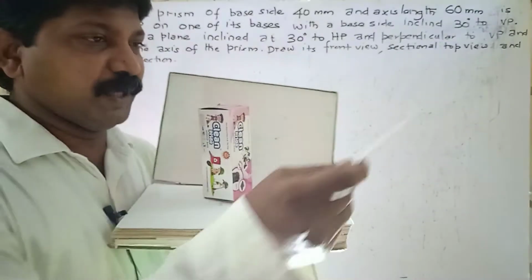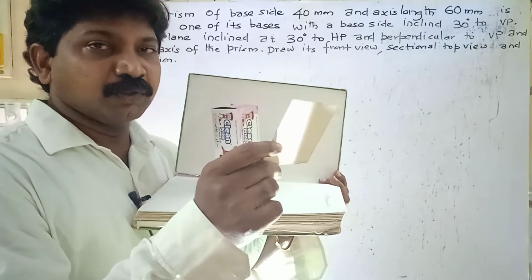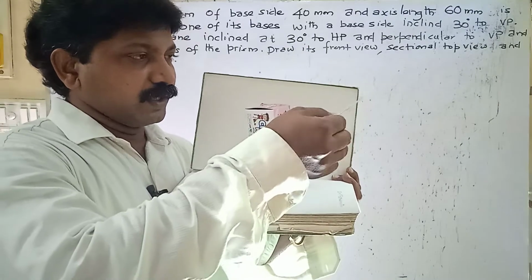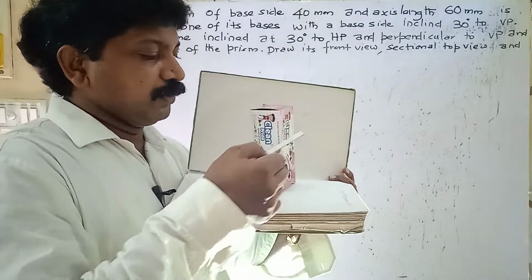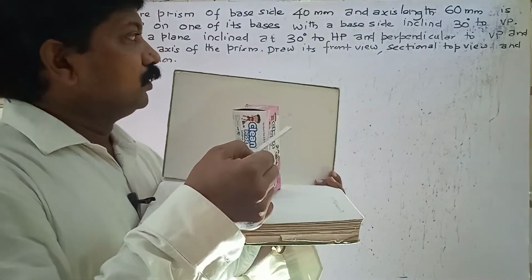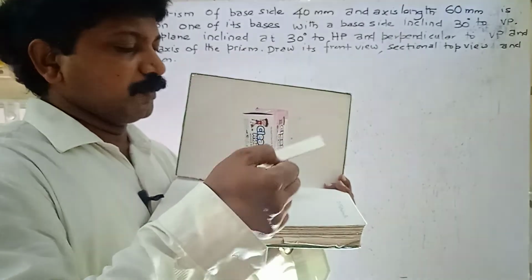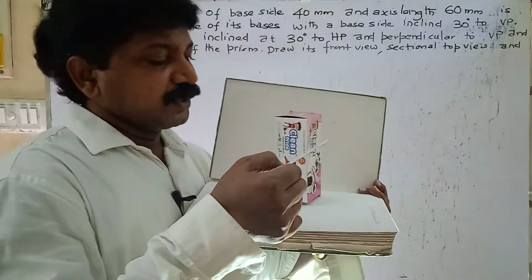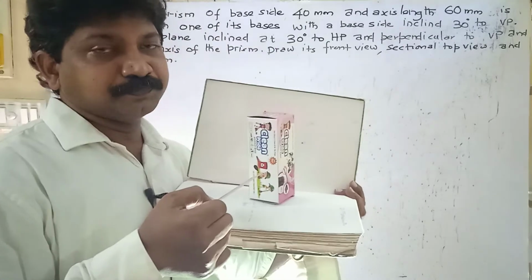Consider this is our cutting plane. Imagine the cutting plane is an imaginary plane that cuts the object and shows the interior details of the object. The cutting plane is inclined 30 degrees to HP and perpendicular to VP, and bisecting the axis of the prism. So the cutting plane passes through the midpoint of the axis.